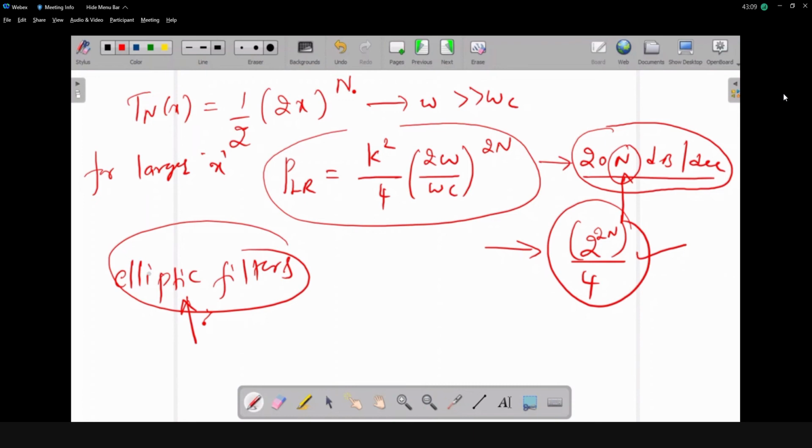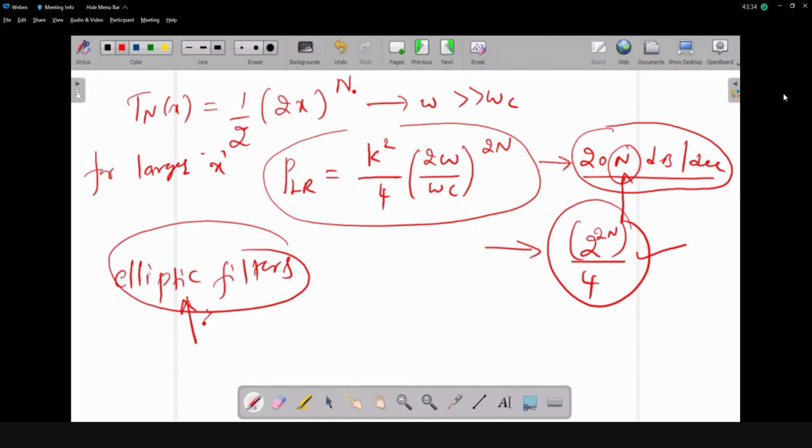So that's why we'll call it the elliptic filter. We can even reduce the ripples that are there in the Chebyshev response: the passband ripple and the stop band attenuation ripples can be reduced in the elliptical filter design. Okay, so this is the elliptical filter.